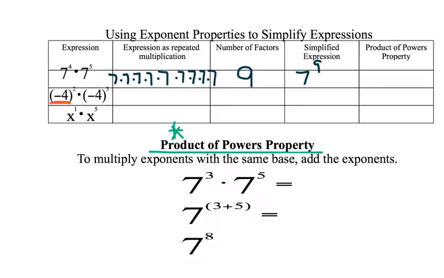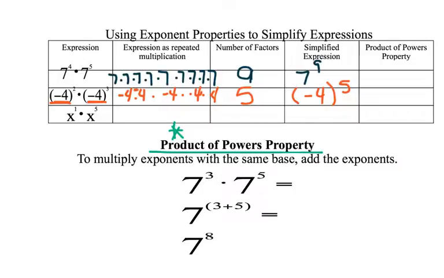So this statement means negative 4 times negative 4, that's negative 4 to the second power, and then the next statement means negative 4 times negative 4 times negative 4. Count my factors, 1, 2, 3, 4, 5. So I have 5 factors, and my simplified expression looks like this. Negative 4 to the fifth power. When you have a negative, make sure that you put your parentheses outside of it. It's real important.